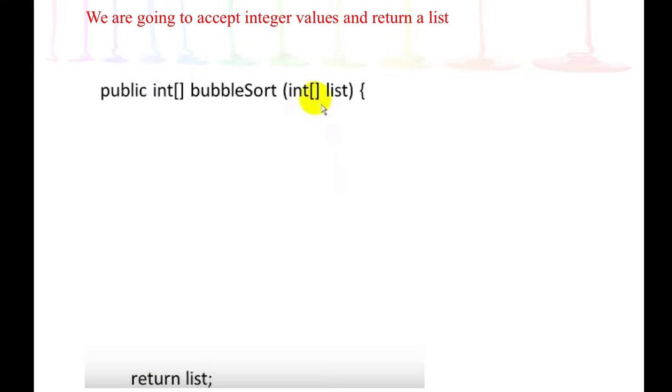So in coding standards, you'd have your declaration of a public integer bubble sort with an integer list. And then at the bottom here, we have a return list.